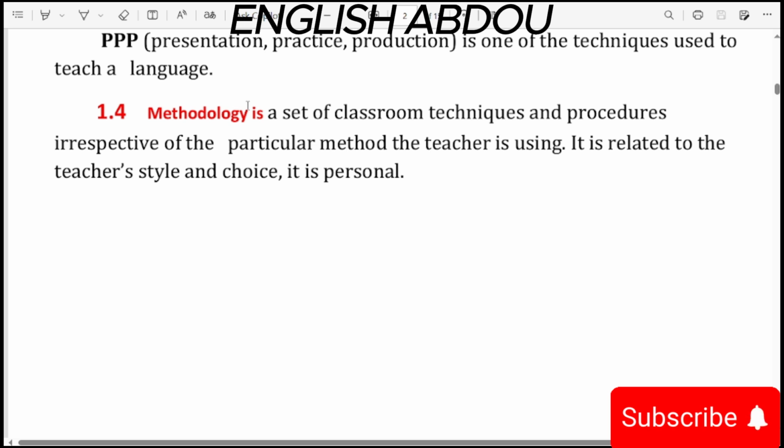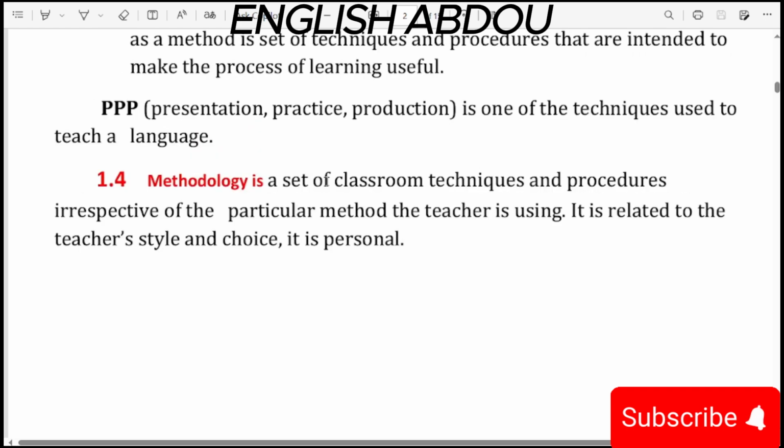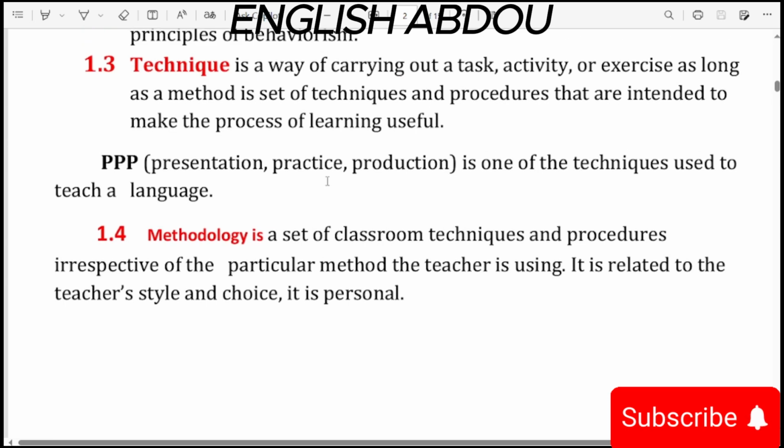Because every teacher has a way of teaching. Some teachers teach this way and others are different. It is a set of classroom techniques and procedures irrespective of the particular method the teacher is using. It is related to the teacher's style and choice. It is personal, okay? Because some teachers can teach this way while others can teach another way.